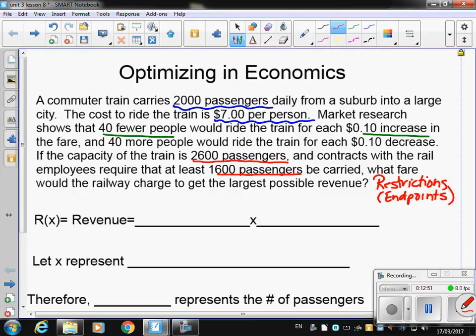And the blue tells us what happened at the beginning of the story. The green is what happens when you start changing things. So first of all, the revenue at the beginning of the story, this is how my brain works, that's all I got. The revenue at the beginning of the story was 2,000 times $7. So I know that's how they figured out how much they got. That would be the fare times the number of passengers.